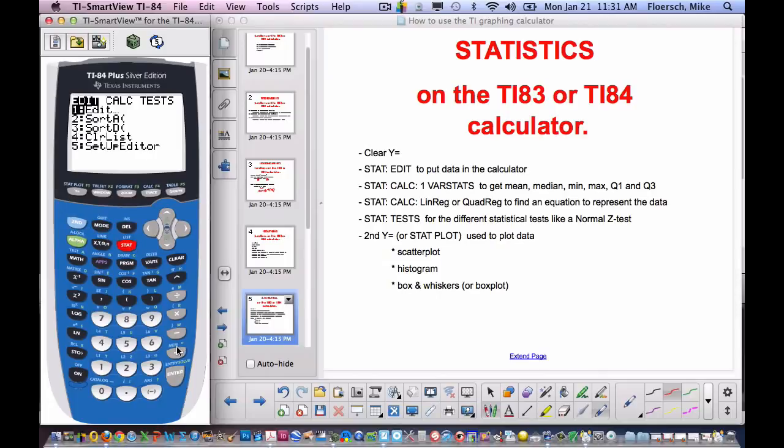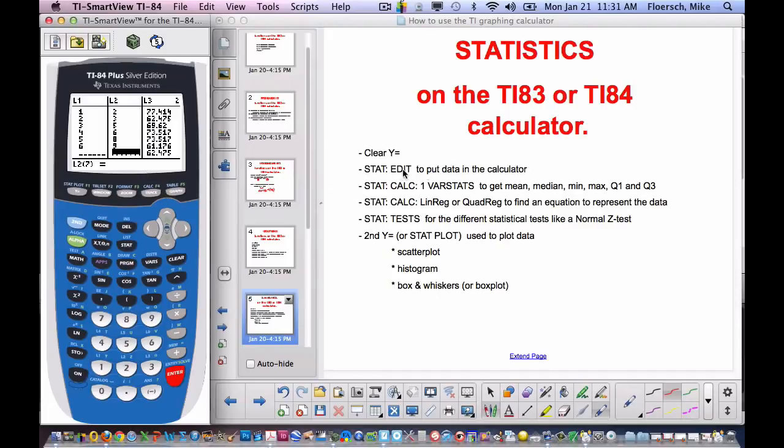Hit stat, edit, and in list 1, I'm just going to make up some numbers. Let's just say 1, 2, 3, 4, 5, 6. And in list 2 these numbers are going to be 2, 3, 5, 6, 8, 9. These are just some coordinates that I've gotten, some data I have. I want to work with those data.